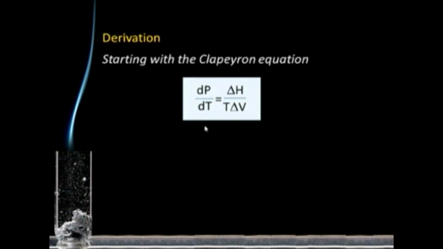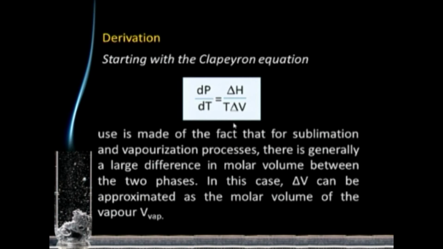Starting with Clapeyron equation, dP by dT is equal to delta H by T delta V. Use is made of the fact that for sublimation and vaporization processes, there is generally a large difference in molar volume between the two phases. In this case, delta V can be approximated as the molar volume of the vapor, and we can ignore the molar volume of the liquid.